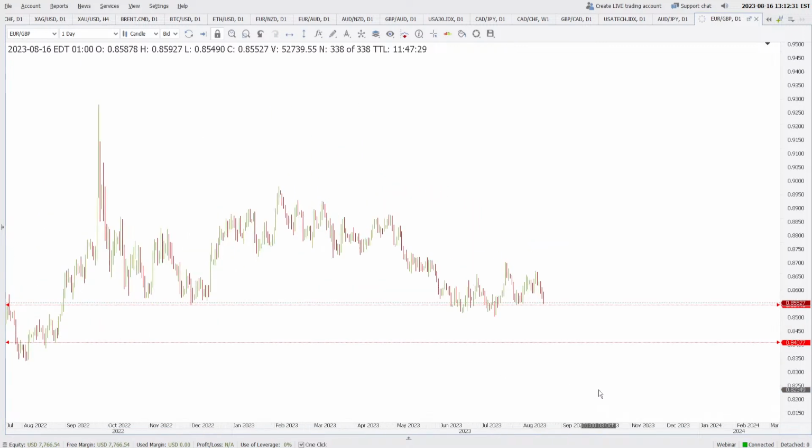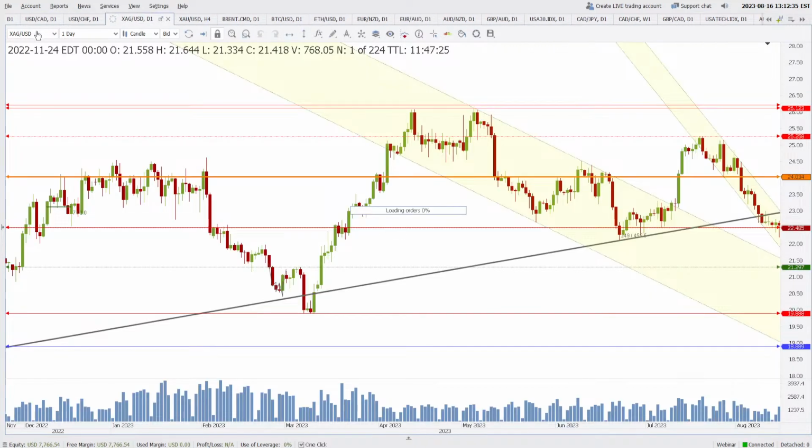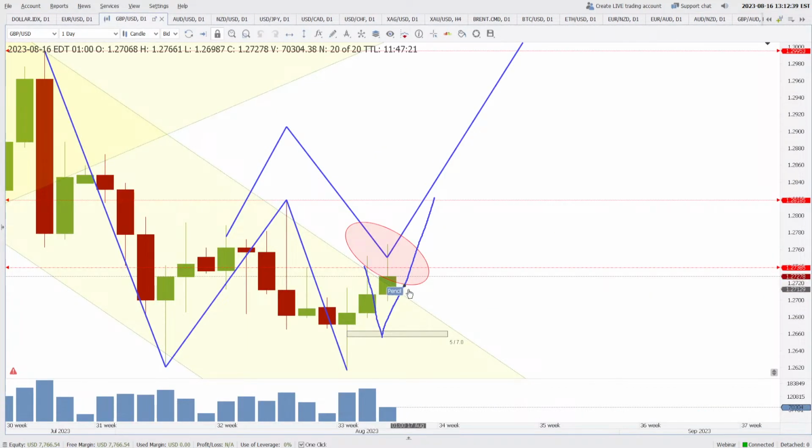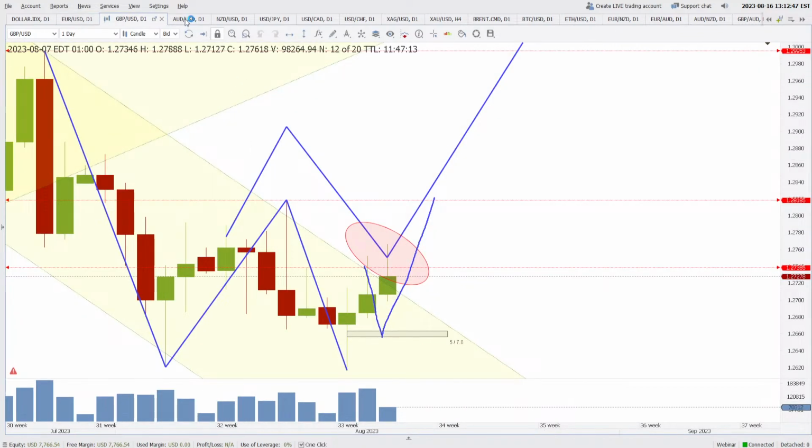And this can happen if and only if the GBP and USD behave as we have discussed, like the pound starts rising from here and the euro starts falling from here, so that euro GBP can go ahead. So keep an eye on that.